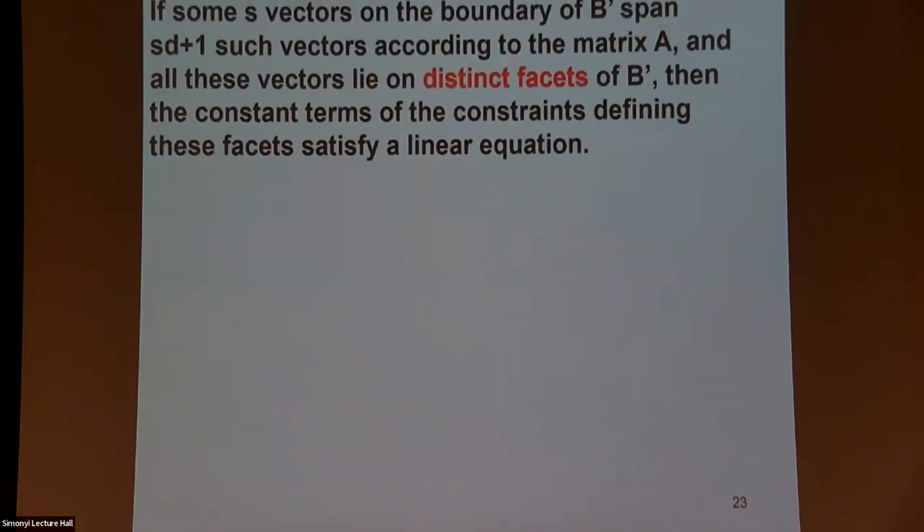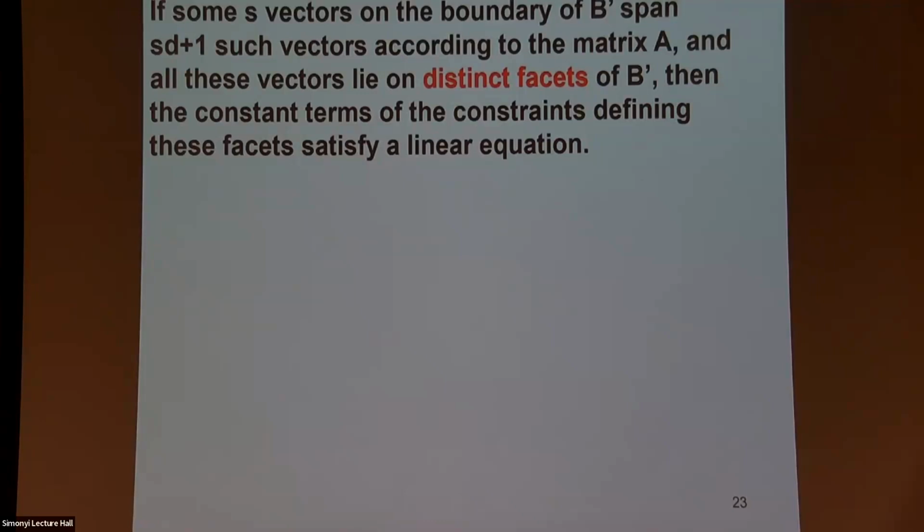Okay. And then we have this polytope B prime, and if we have the S vectors on the boundary of B prime, namely unit vectors according to the norm determined by this polytope, and they span SD plus one other vectors on this boundary with a matrix A, it's important that all these vectors lie on distinct facets of B prime, which we can ensure because the diameter of each facet is small, and we said that the vectors are epsilon separated.